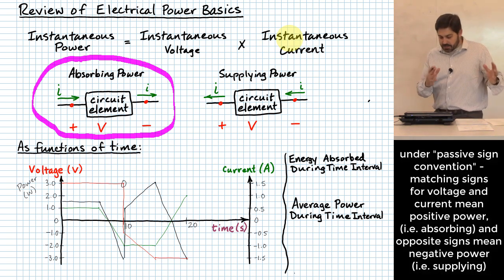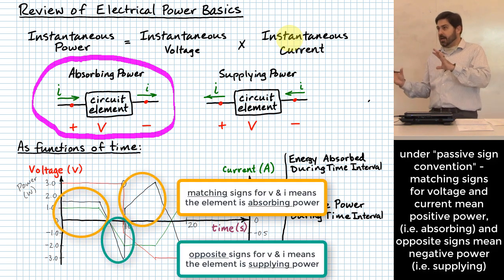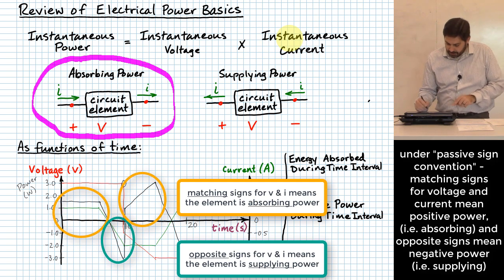And I think I already mentioned the idea that if you have dissimilar signs, you're supplying power, right? What would that look like on this chart? It would be everything that is below 0, right? Down here is supplying power, right?